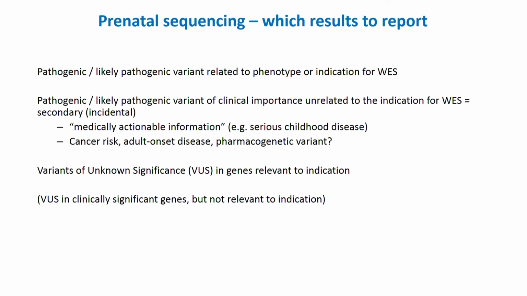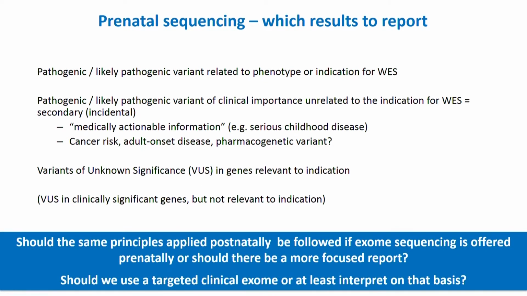And should we be reporting the variants of unknown significance in genes that are relevant to the indication, but not yet reported as pathogenic? What should we be doing there? Or should we indeed be reporting variants of unknown significance in significant genes that are not relevant to the indication? So there's a lot of questions here. Should we be applying the same principles prenatally as we apply postnatally? Or should we try and have a more focused report?